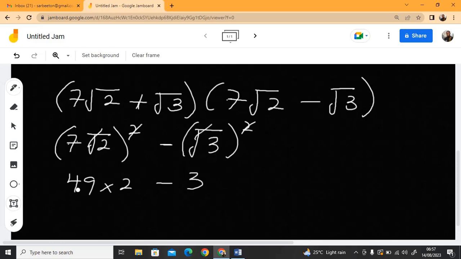So that is just it. So 49 times 2, I think that should give us 98. 2 times 4 is 8, plus 1, that is 98, right? If I'm right, I'm sure I'm right. Minus what, minus 3. So 98 minus 3 is what, is 95. So this is under conjugate of a surd.